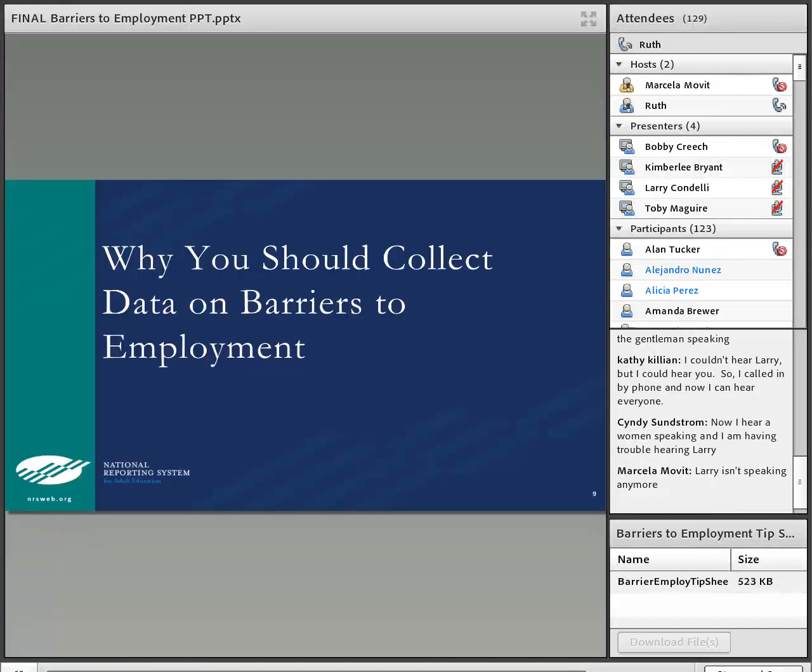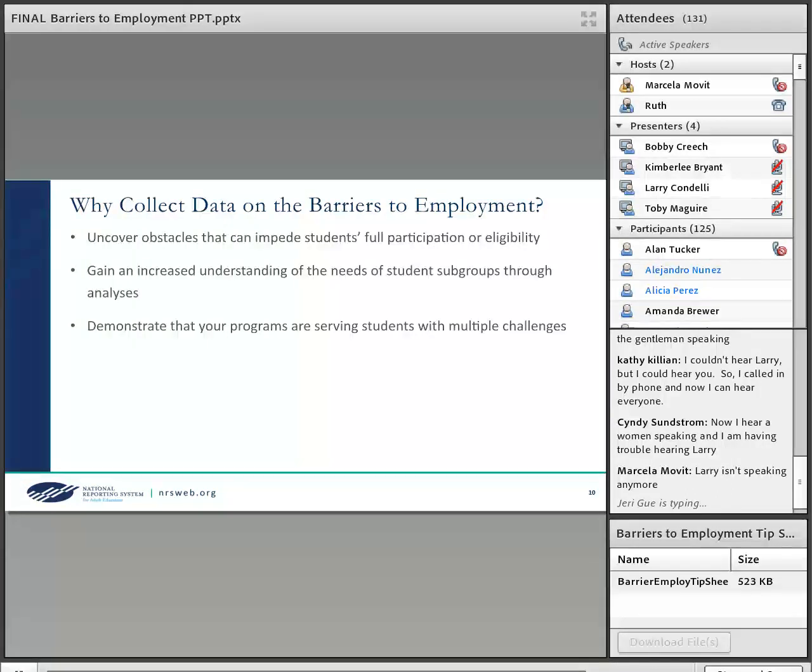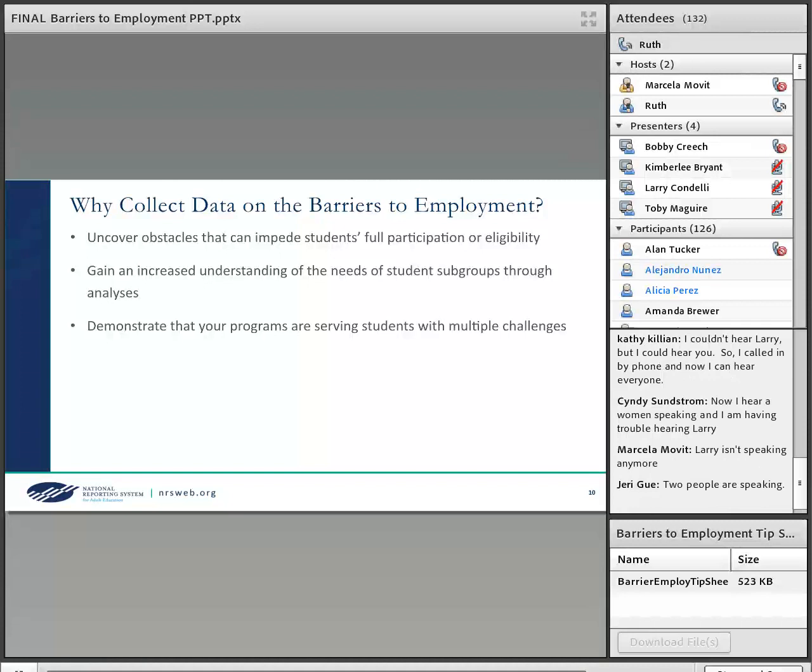So moving ahead, as Marcella mentioned, we're going to first talk about why should you collect data on barriers to employment. So there are a lot of reasons, as Larry mentioned. Some of them are to uncover the obstacles that make full participation harder for students or possibly affect their eligibility. So for example, if students care for a parent or a child with health issues, or maybe they face homelessness or they have ex-offender status, local programs may need to provide alternate delivery systems like distance learning or modified schedules, or connecting participants with employers who have greater understanding of these added limitations that result from the barriers, or programs that may select partners based on these additional social service needs.